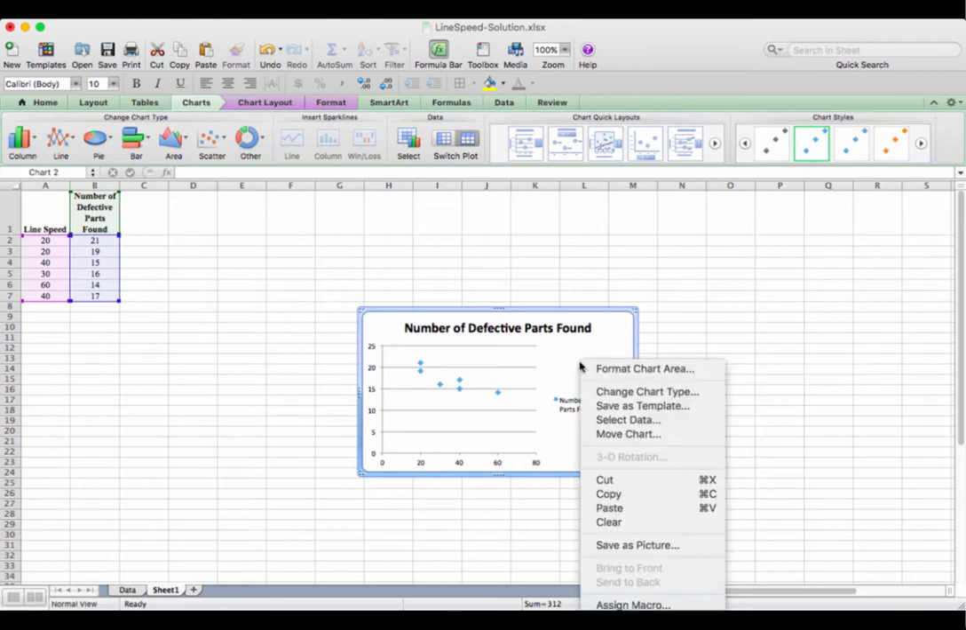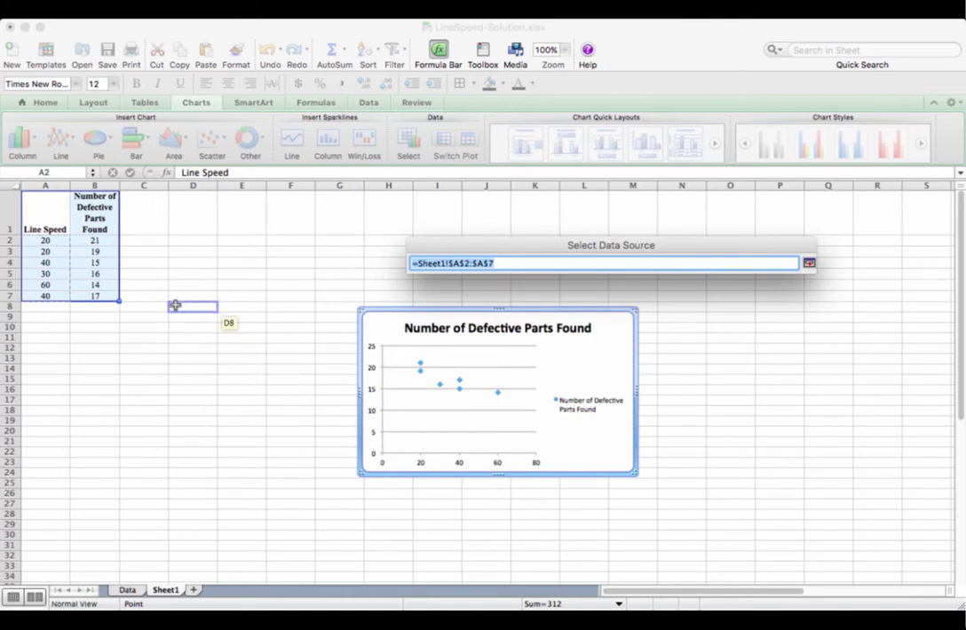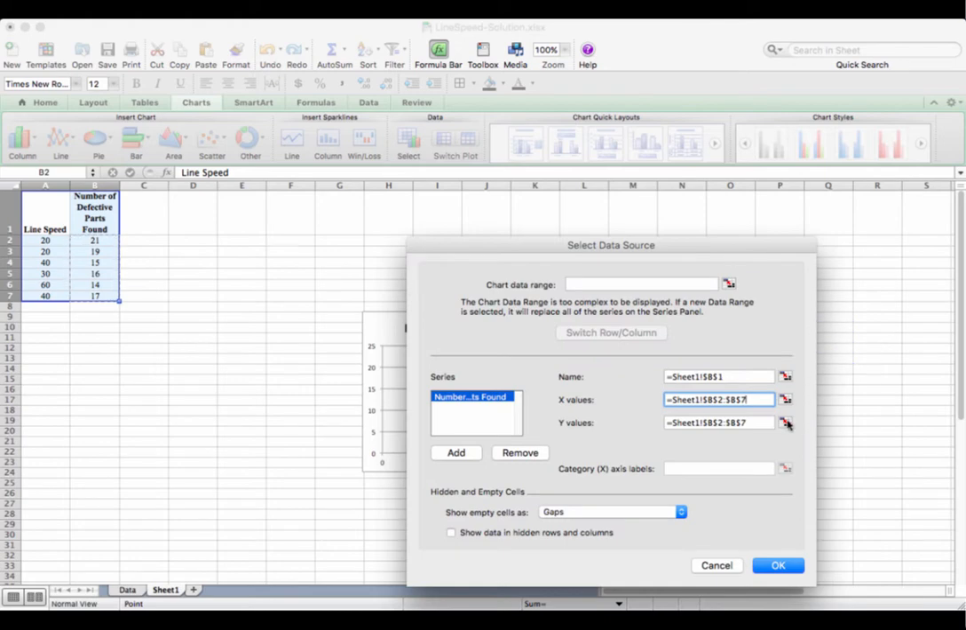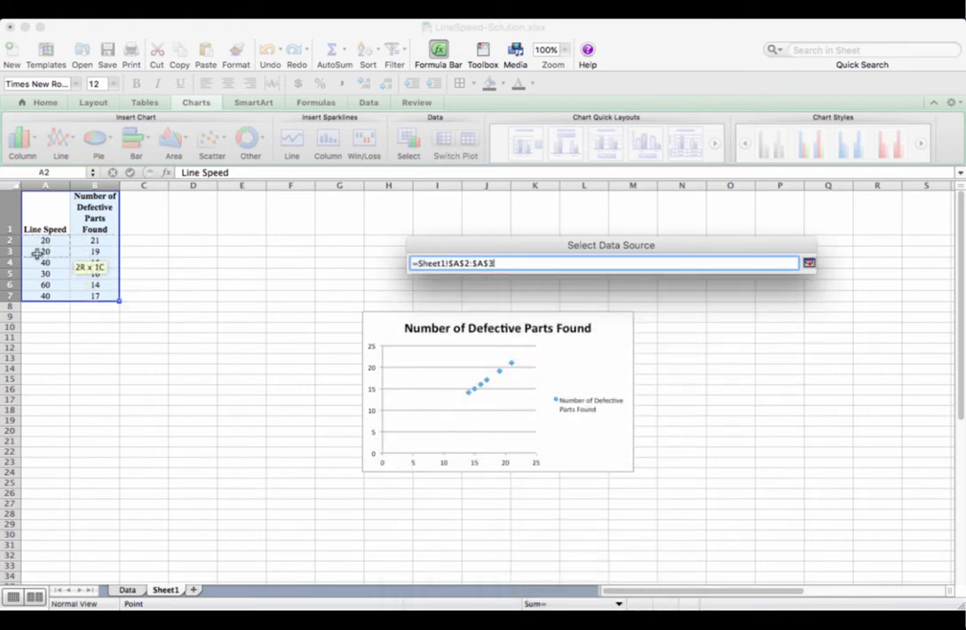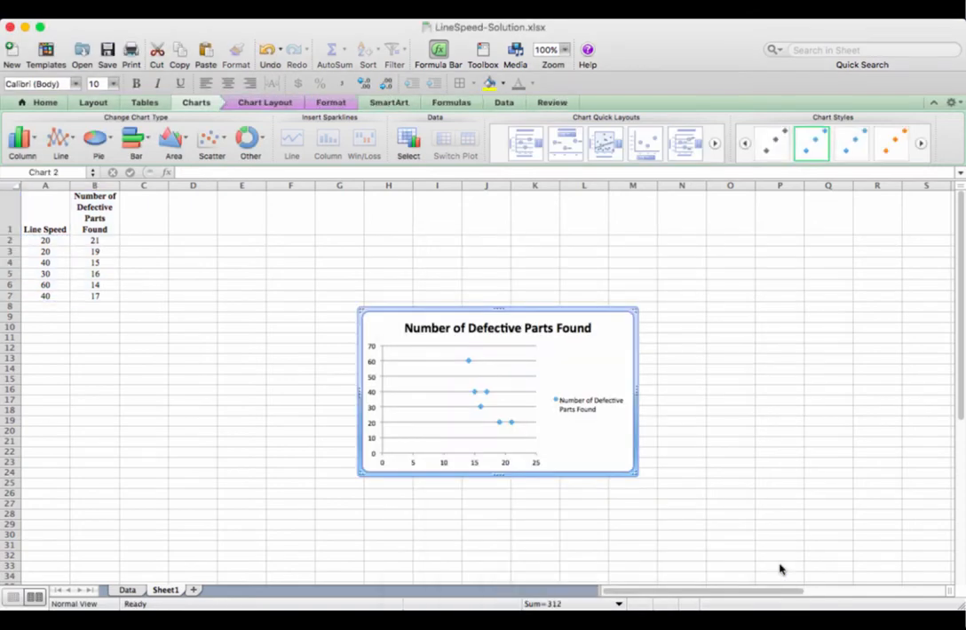I can do the right click, select data again. In the x-axis, if I decide to have number of defective parts found, I can select this one over here, and I can come back in y-axis and select line speed. I can do OK, and then I have this data over here.